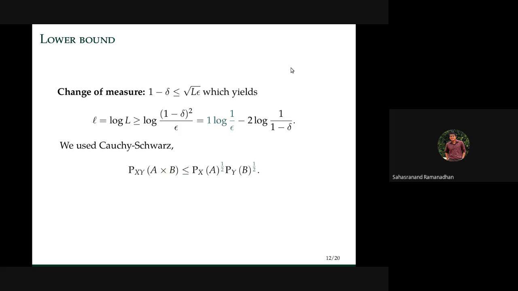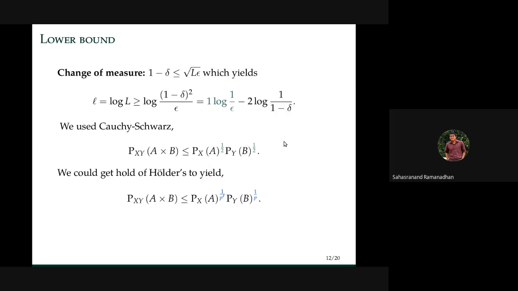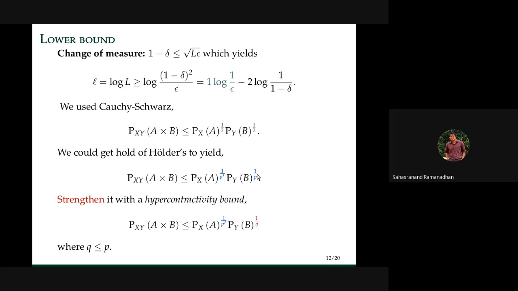We used a Cauchy-Schwarz inequality where we upper bounded this probability of the joint distribution by the square root of px times py. We could have used Holder's inequality, which gives this upper bound instead of Cauchy-Schwarz, with exponents, instead of half, 1 by p prime and 1 by p, where 1 by p prime plus 1 by p is equal to 1. We use this inequality instead of Cauchy-Schwarz, but with a strengthening, which is that we replace 1 by p with 1 by q, where q is less than or equal to p.